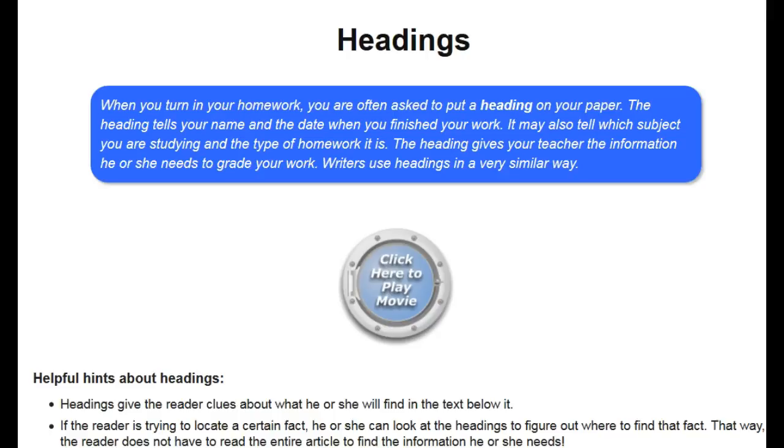Headings. When you turn in your homework, you are often asked to put a heading on your paper. The heading tells your name and the date when you finished your work. It may also tell which subject you are studying and the type of homework it is. The heading gives your teacher or learning coach the information he or she needs to grade your work. Writers use headings in a very similar way. You can pause this recording and go ahead in your lesson and click here to play the movie about headings.